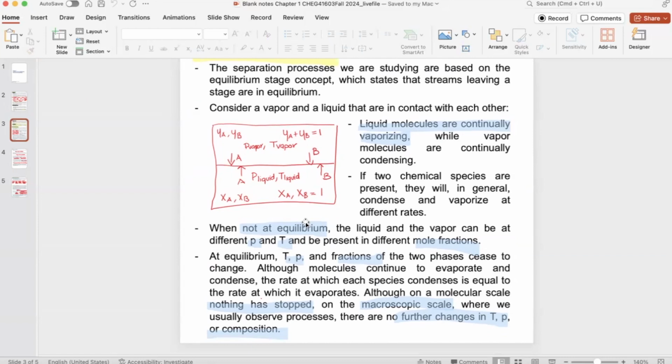When not at equilibrium, the liquid and the vapor can be at different pressure and temperature and be present in different mole fractions. At equilibrium, temperature, pressure, and fractions of the two phases cease to change. Although molecules continue to evaporate and condense, the rate at which each species condenses is equal to the rate at which it evaporates. Although on a molecular scale nothing has stopped, on the macroscopic scale we will usually observe no further changes in temperature, in pressure, or in composition.